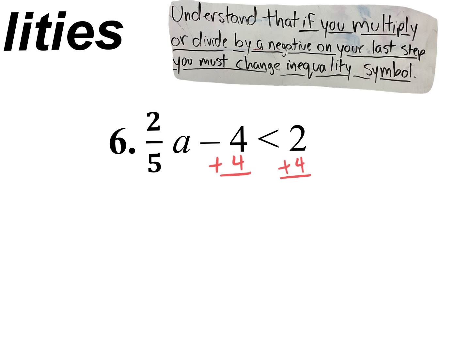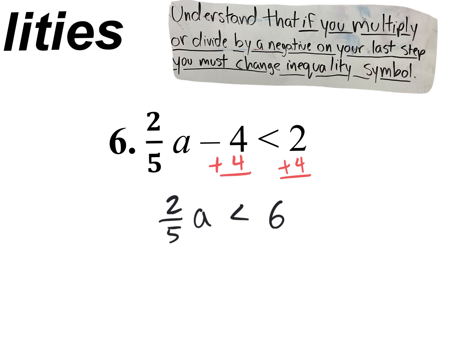So you're going to end up with 2/5 a. Bring down the inequality, is less than, 2 plus 4 is 6. Again, 2/5 a comes down, inequality comes down. This canceled out. 2 plus 4 is 6. Now we want to get a by itself. I don't want a fraction. It would be nice if I could get rid of this divided by 5, and you can.